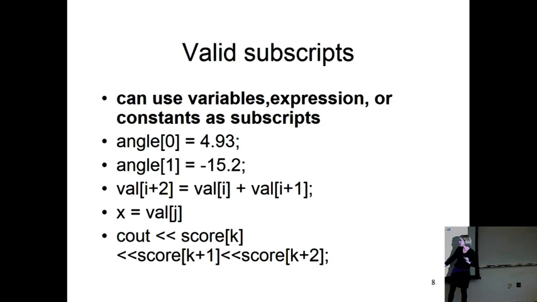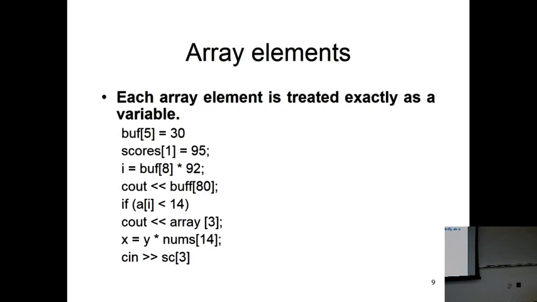Now, what is this guy doing? What is cout score sub k, score sub k plus 1, score sub k plus 2 doing? In a similar fashion, what is that doing? If this is score k, where's score k plus 1? The one immediately following. So it's outputting three subsequent test scores. Okay. So we can do anything to an array element that we can do to a variable.